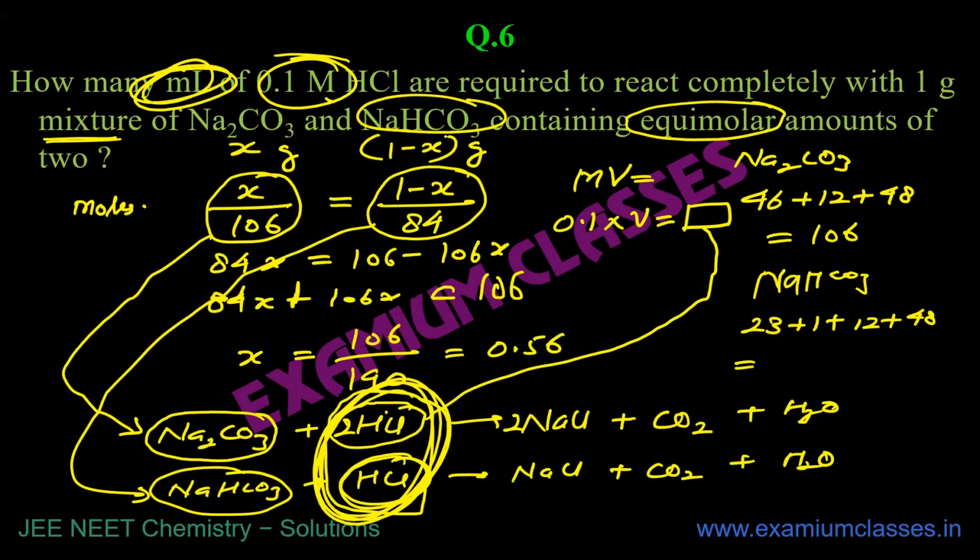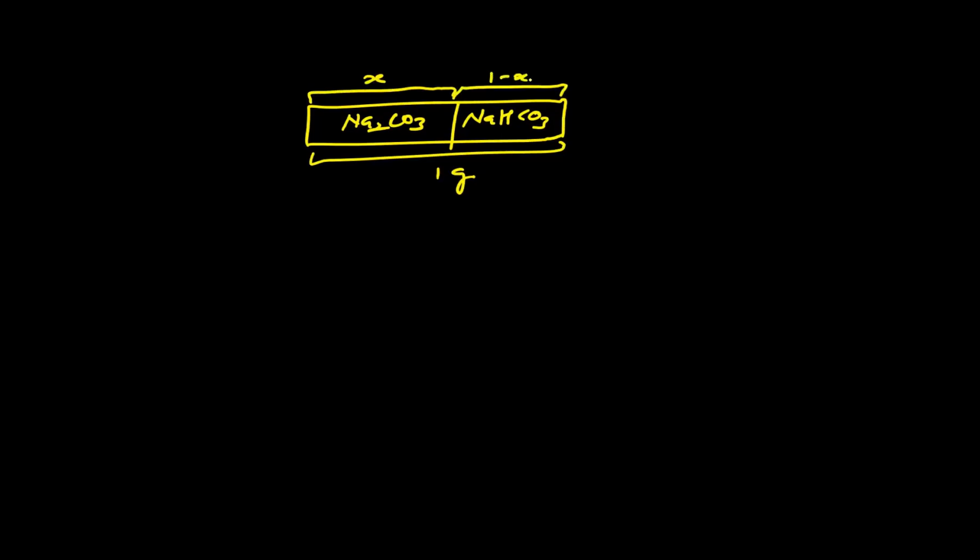Is the approach clear or not, everyone? Yes, Vedant, correct. So could you explain the x and 1 minus x part again? Okay, the question says you have a mixture, and you have some part as Na2CO3 and some part NaHCO3. Total is 1 gram. I have assumed this is X grams, so this will be 1 minus X grams. Is that clear?